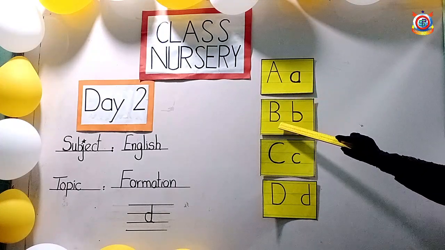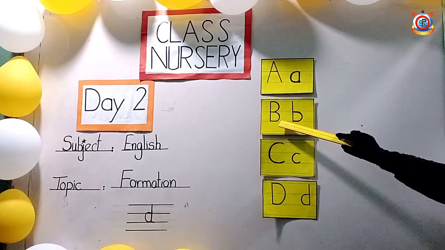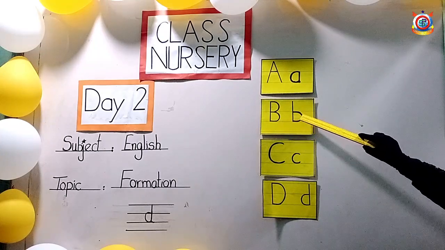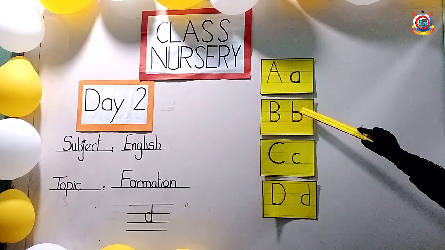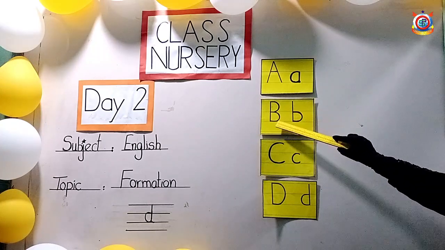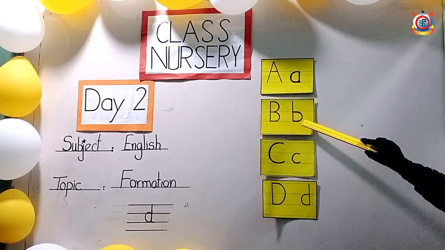Okay, students. What is this? This is B. What is this? B and the sound B. Name B and the sound B.